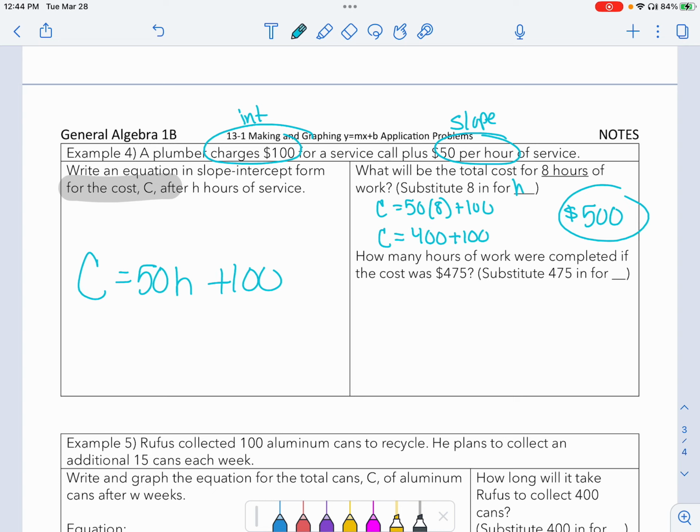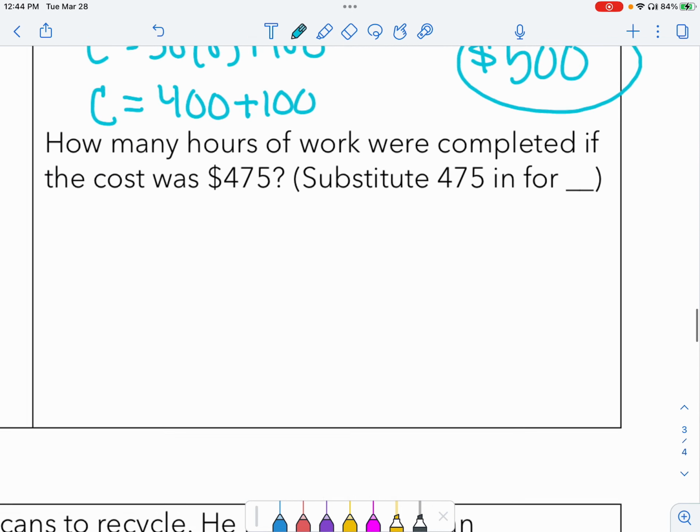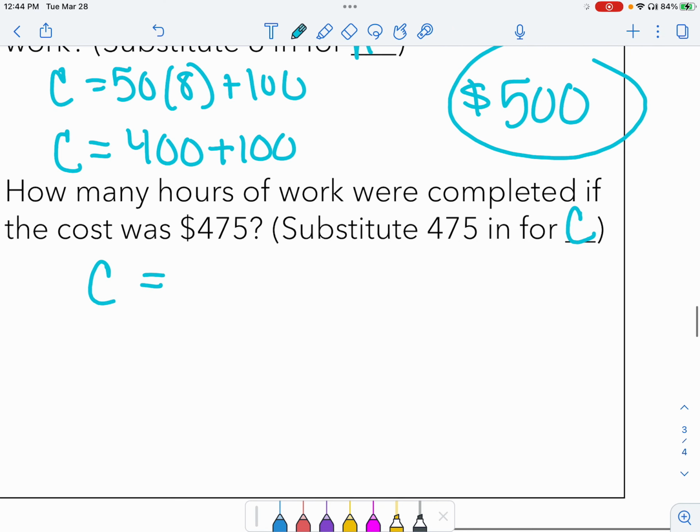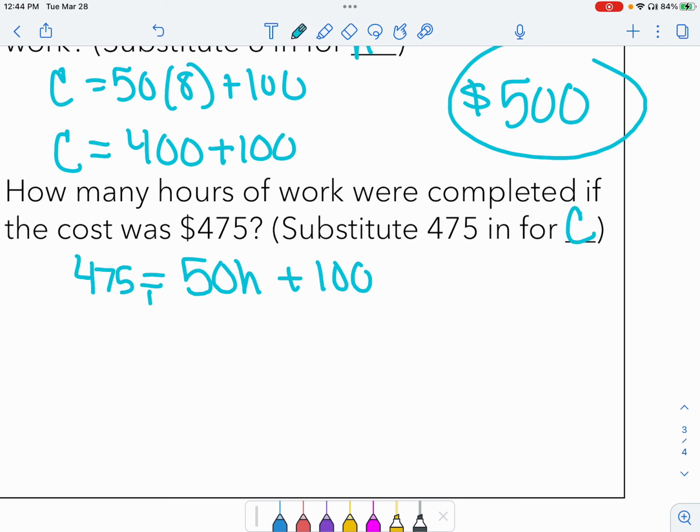How many hours of work were completed if the cost was $475? So this time we're plugging in for C because it's a cost. So instead of C equals, what was it? 50H plus 100, I'm going to get rid of my C and put in 475. This one requires a little more work to solve for the variable.